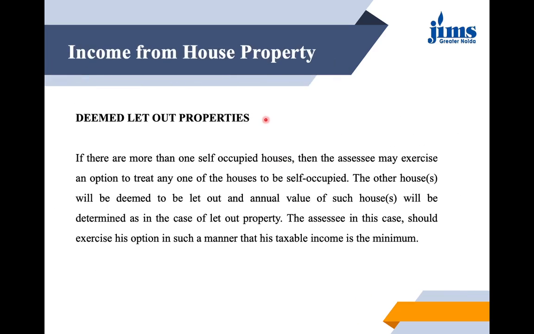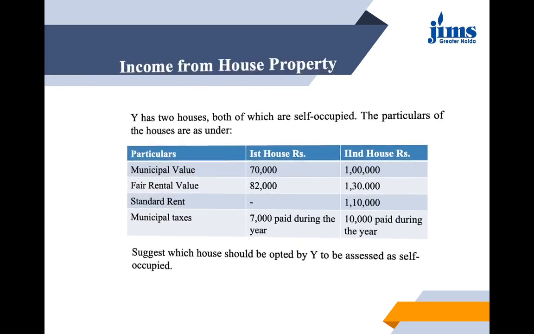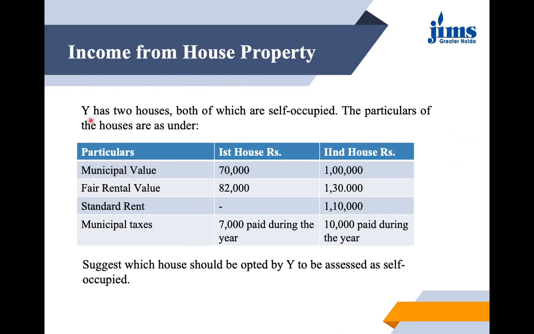Then deemed let out properties: if there is more than one self-occupied house, which is quite possible, then in that case the assessee may exercise an option to treat one of the houses as self-occupied. The other house will be deemed to be let out, and the annual value of such a house will be calculated as in the case of a let out property. So the assessee in this case should exercise his option in such a manner that his taxable income is minimum. Obviously, he will choose the house accordingly. Let us have a look at this using a question.